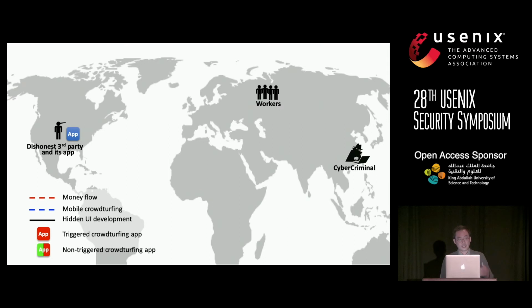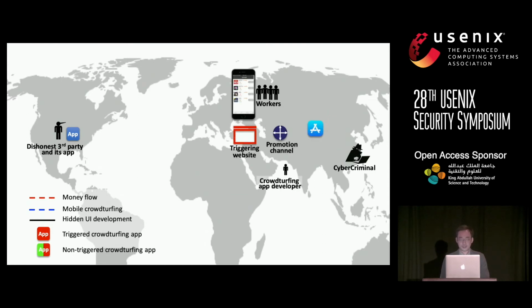Before going to the details, there are the red lines. It's going to be meaning the money flow. The blue lines are going to be meaning the mobile crowdturfing flow. And the third black line is going to be explaining the hidden UI development. Besides the three major components, there are more components such as the mobile device used by the workers, the triggering website, the promotion channel, the crowdturfing app developer, and the App Store.